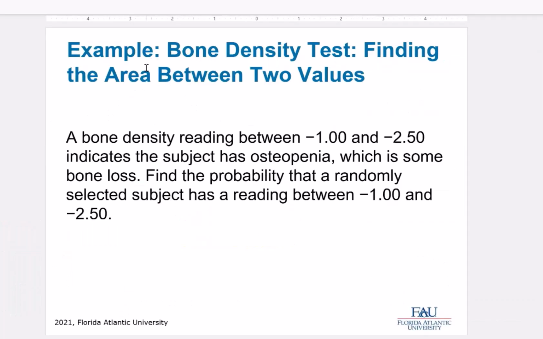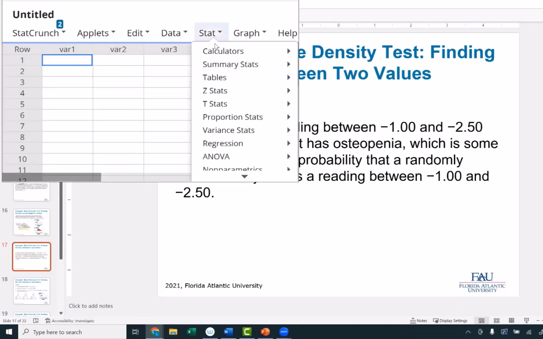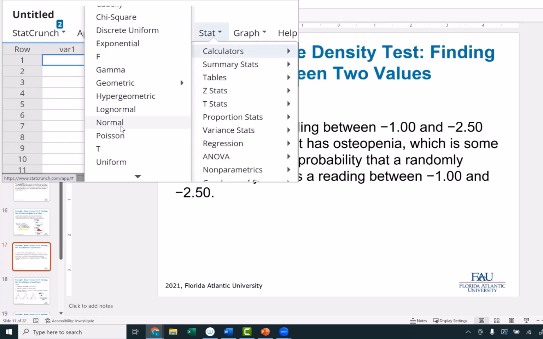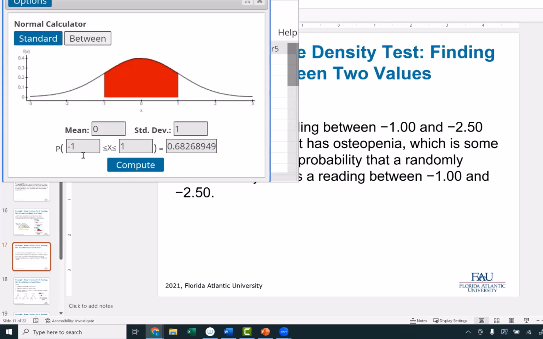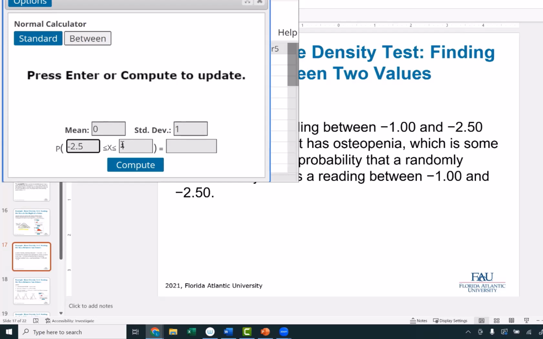Example: bone density test, finding the area between two values. A bone density reading between -1 and -2.5 indicates the subject has osteopenia, which is some bone loss. Find the probability that a randomly selected subject has a reading between -1 and -2.5. I have stat, calculators, normal, and I want my values to be between. My lower limit is -2.5, and my upper limit is -1.